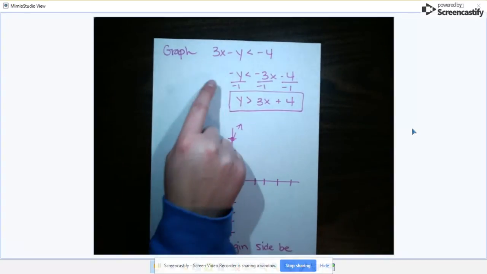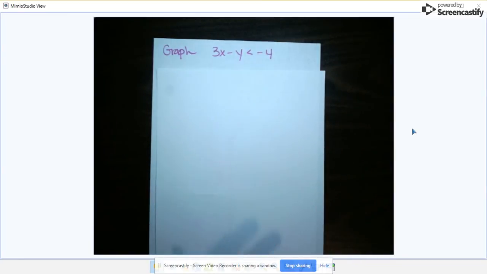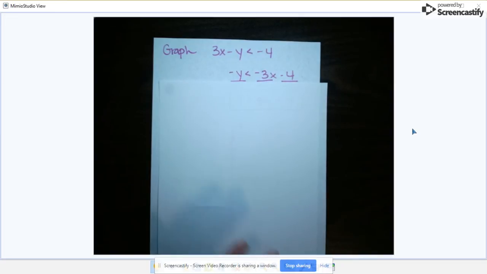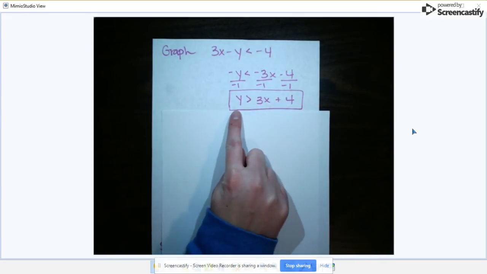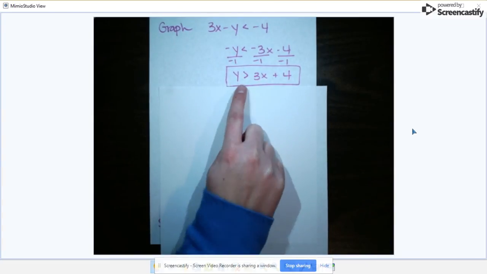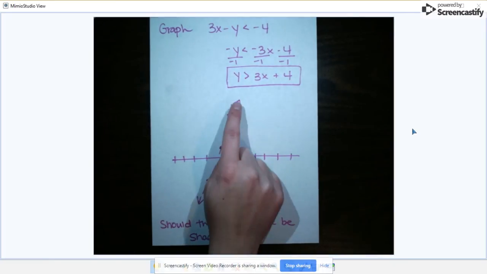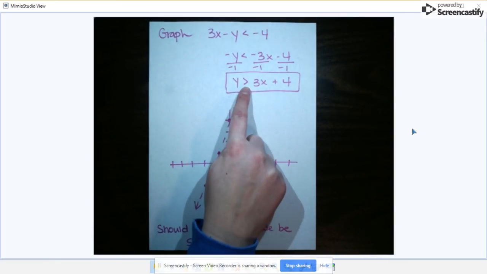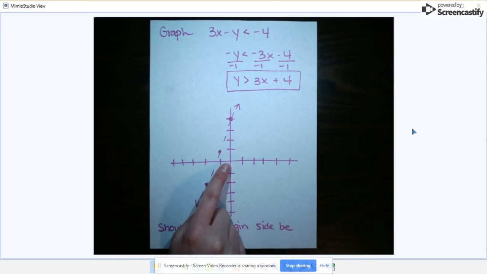Last one, we're going to graph 3x minus y is less than -4. But before we graph, we have to solve for y. I took my 3x and moved it to the other side by subtracting. We're left with -y less than -3x minus 4. Now you need to divide by -1, but remember when we divide by a negative, we have to switch our sign. So the inequality that we need to graph is y is greater than 3x plus 4. I did that. Again, dotted line because it's strictly greater than. And now I want you guys to tell me, should I shade the origin or not?